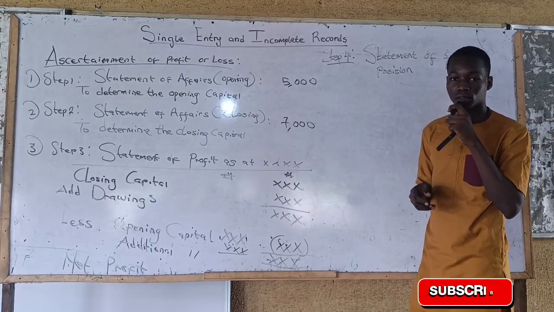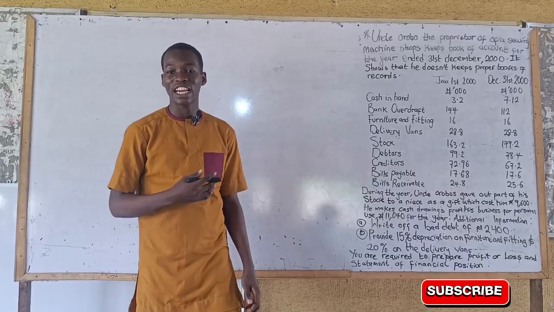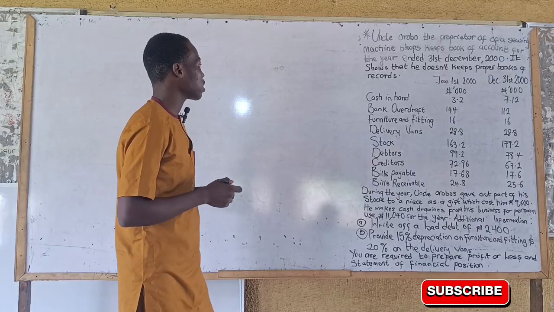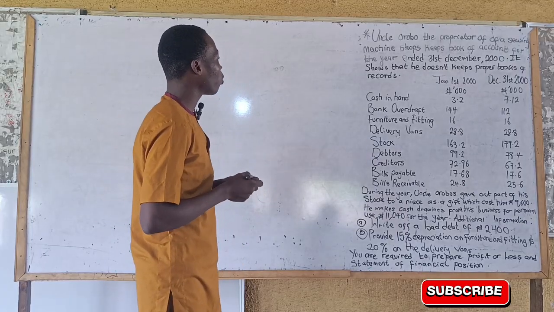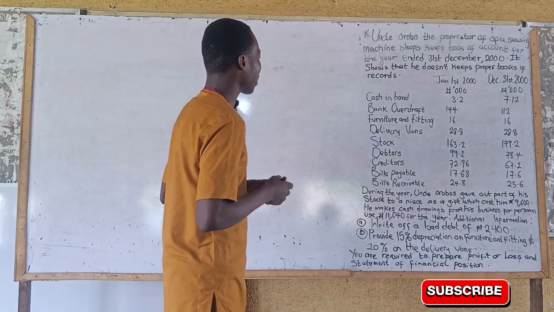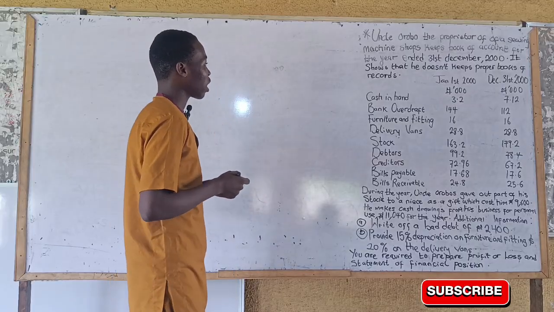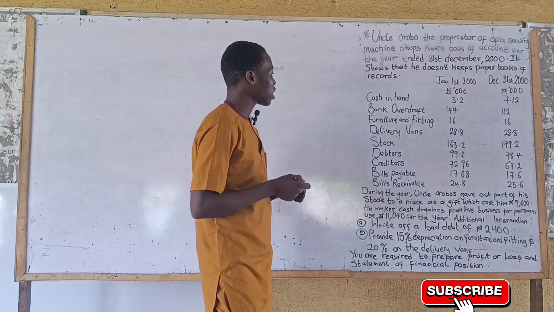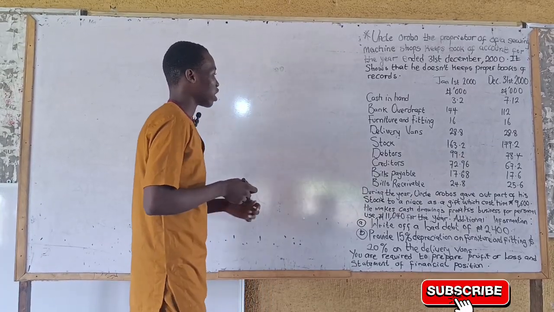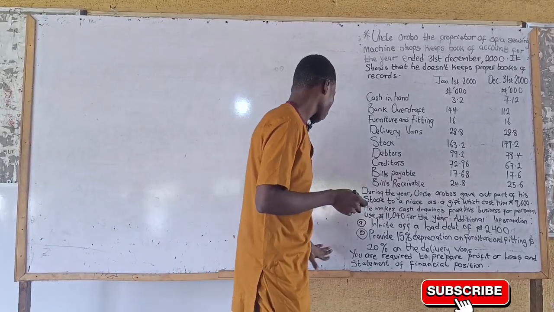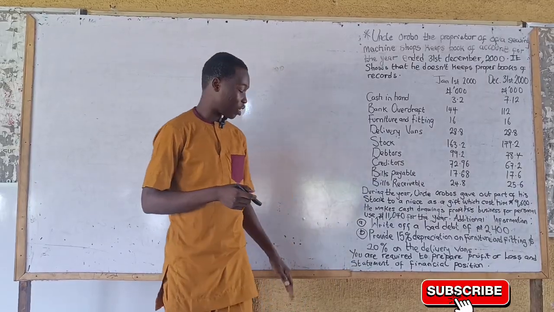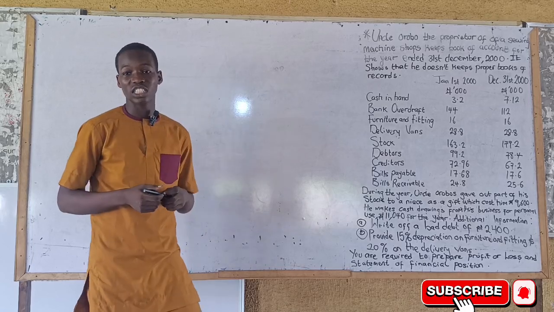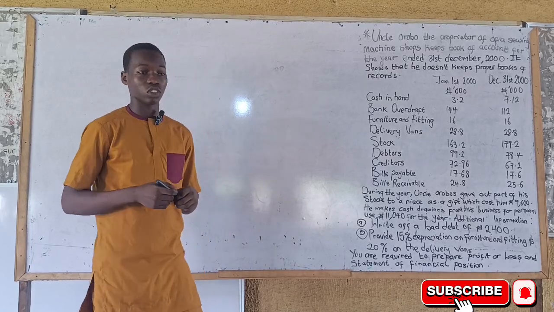Now let's look at a problem shortly. So here's an icon question. Let's solve these problems together. The first statement says that Uncle Orobo, the proprietor of a sewing machine shop, keeps books of accounts for the year ended 31st December 2000. It shows that he doesn't keep proper books of accounts, and you can see the records, right? So in a nutshell, we are asked to prepare the profit and loss, and also the statement of financial position.